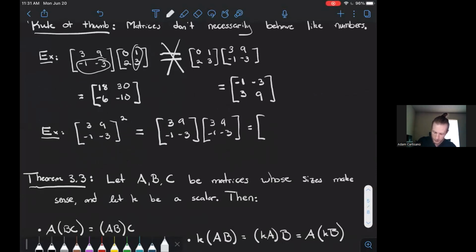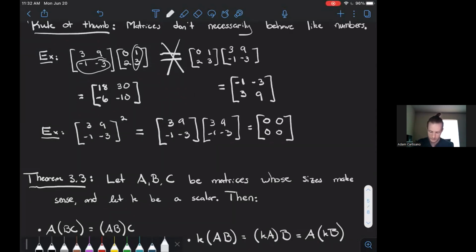The output for that, the first row is going to be 9 minus 9 is 0, or the first entry, sorry. Then beneath that will be -3 plus 3, which is 0. Then 27 minus 27, which is 0. And then -9 plus 9, which is 0.